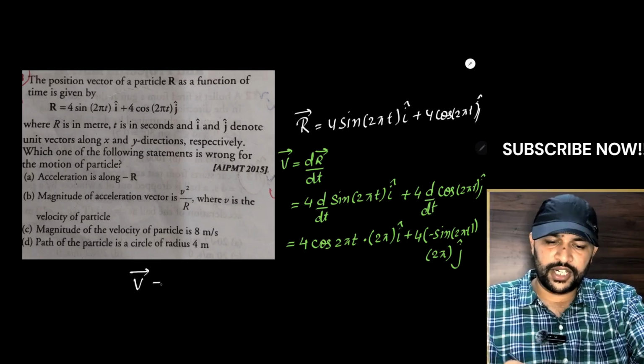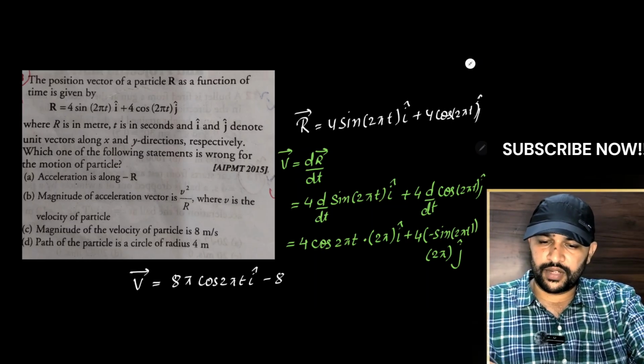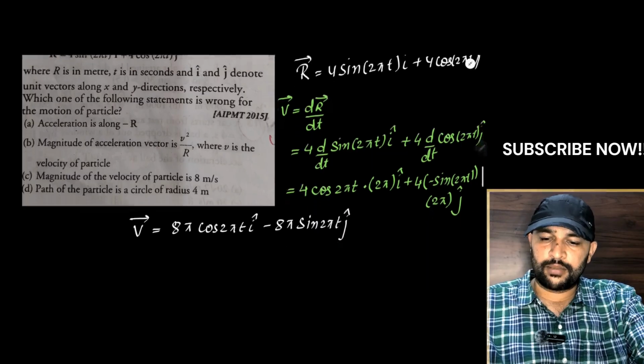So, if you want, I am just writing it properly here. V will be equal to 4 into 2, 8 pi cos 2 pi t i cap, because later we will require it in option C for velocity vector, right. And here it is minus 8 pi sine 2 pi t j cap, right.